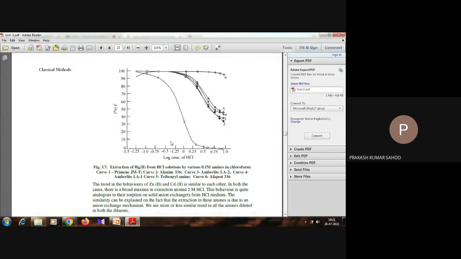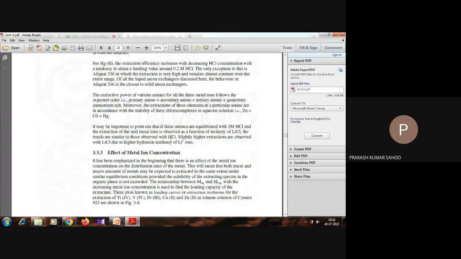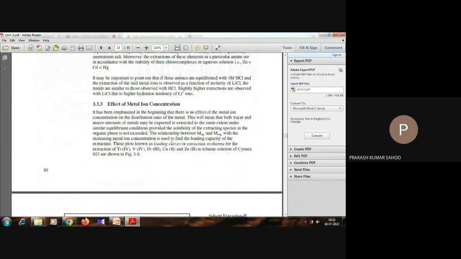Just do not try to remember these things, okay? This will not be helpful from your examination point of view. These are in your PDF. Just overlook these things.